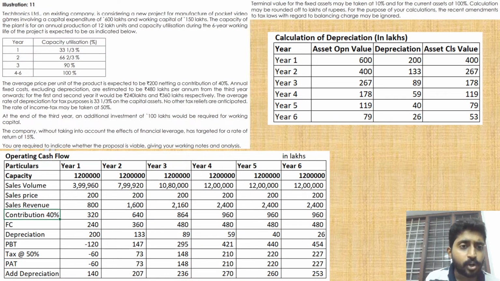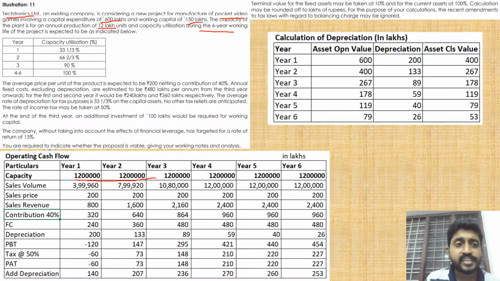There is a company called Tektronix Limited, manufacturer of pocket video game. Capital expenditure of 600 lakhs, and working capital of 150 lakhs is required. So 600 plus 150, 750 lakhs of investment is required at present stage, at year 0 itself. The company's annual production capacity is 12 lakh. So capacity I have taken as 12 lakh here.